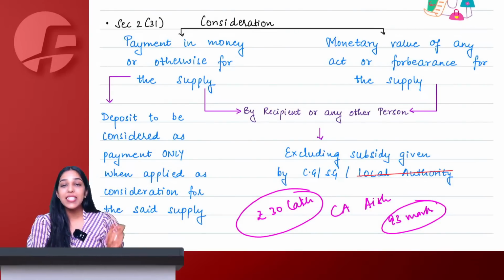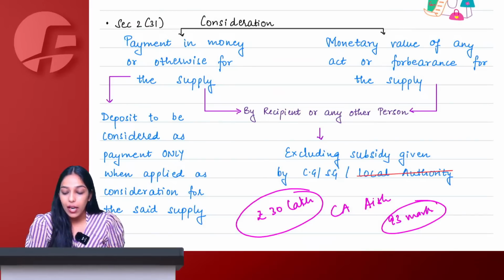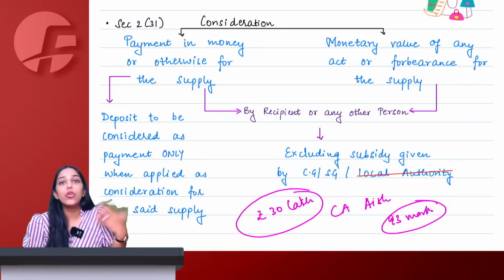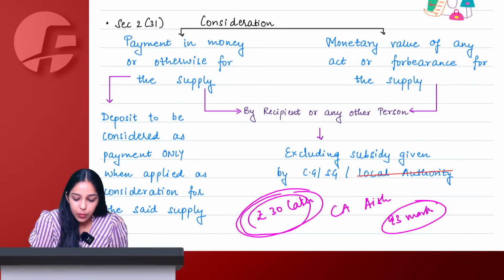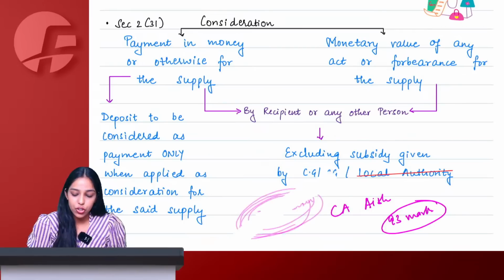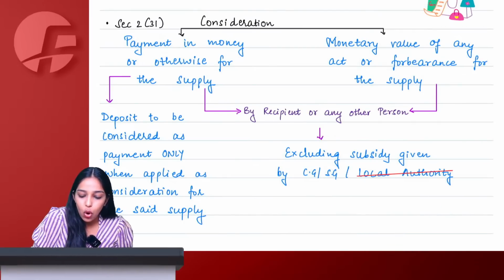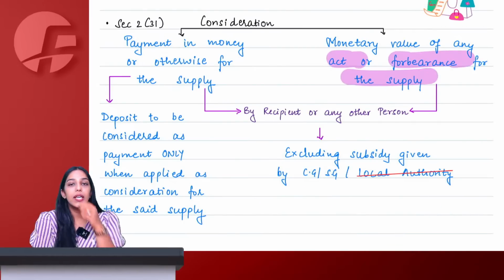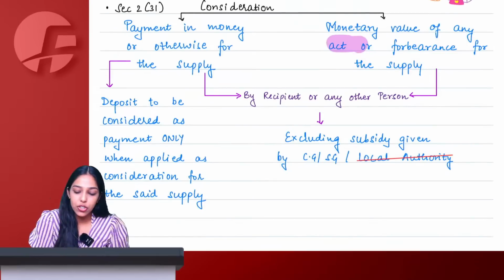Which means I have given some money or monetary value to not do something or to do something. Then this 30 lakh will also be considered as consideration only. So monetary value of any act or to forbear is also known as consideration only.